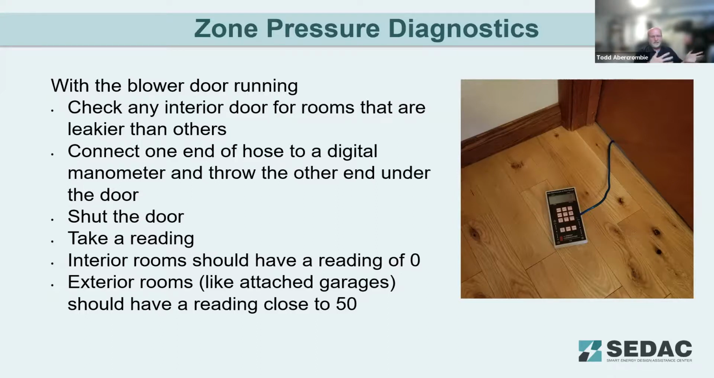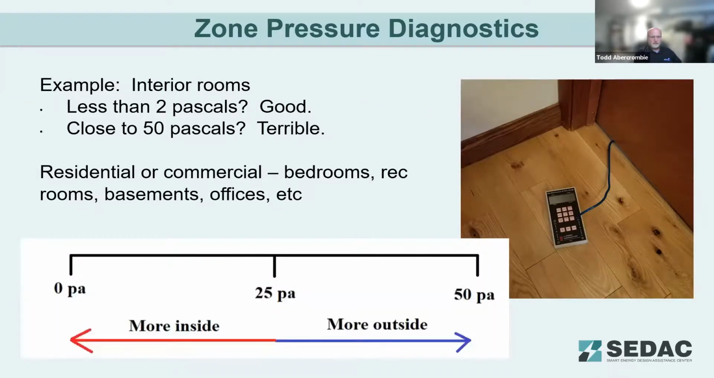If it's 5, 10, 15, 20, or even higher, that room is very leaky and has a lot that needs to be addressed to tighten it up. Here's kind of a scale of what I'm just talking about. If it's under 25 pascals, that room is considered more inside, more connected to the interior of the house. But again, we want it as close to 0 as possible. We don't want it anywhere near the other side of the scale. Anything above 25 pascals is considered more outside.